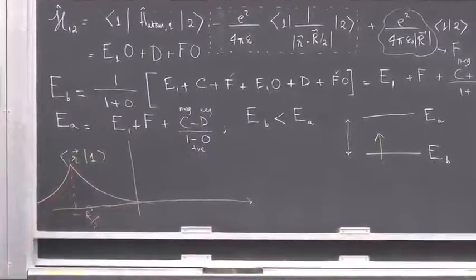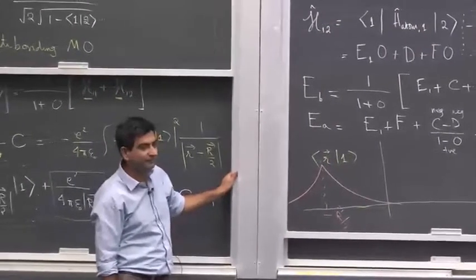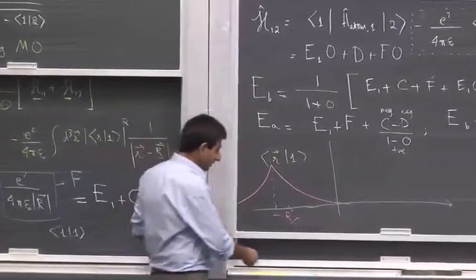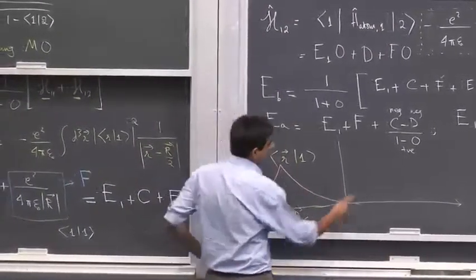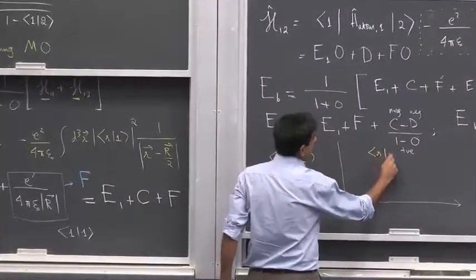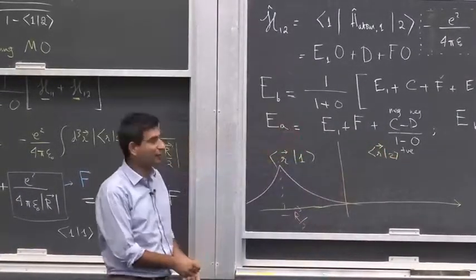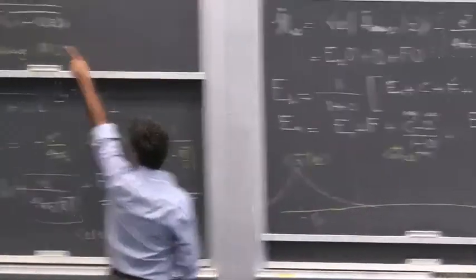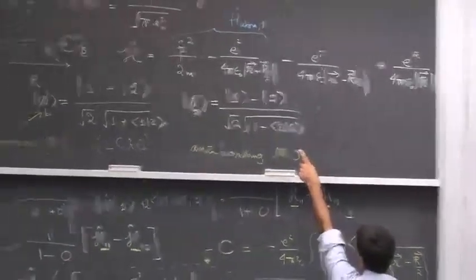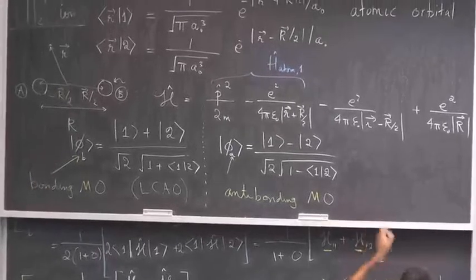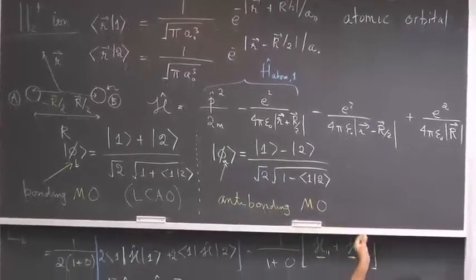Now if you plot this wave function, which is the other atomic orbital, it's the second one on the top over there. This peaks at small r equals plus R by 2.